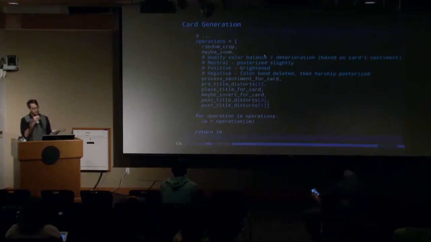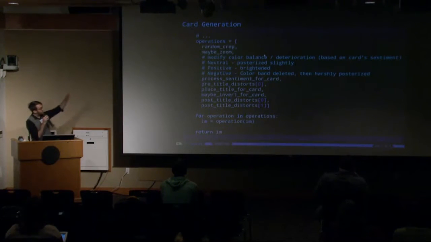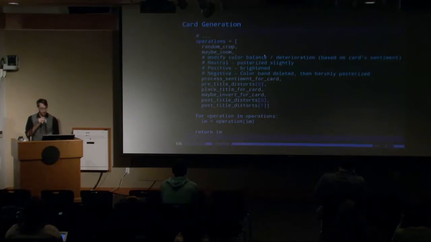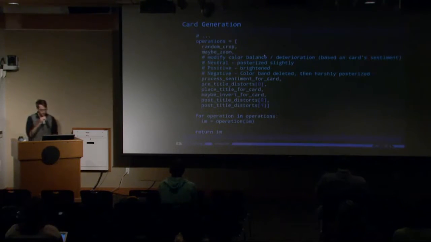We check to see if the card was inverted, and we potentially flip the card. We either mirror it or turn it upside down. And then finally, just for good measure, two more random distorts. So this is a list of functions. Each one takes an image and returns an image. So to actually make our image, we loop through that list, calling the functions that we get out of it.